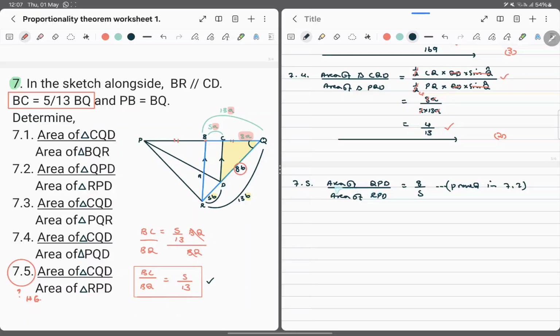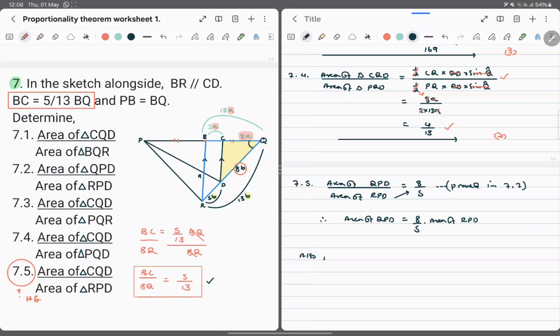So what do we want? We want to represent the area of QPD in terms of RPD, because we saw that QPD is the common triangle here that we want to work with. So what do we see? We just cross multiply. So we can say therefore the area of QPD is equal to 8 over 5 times the area of RPD. Nice and easy. That's equation 1, okay?